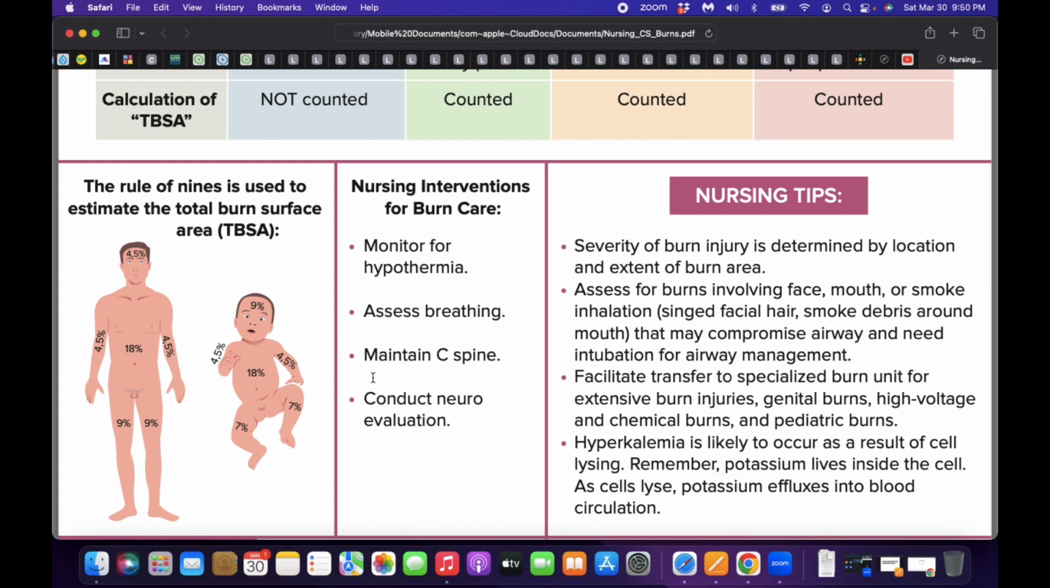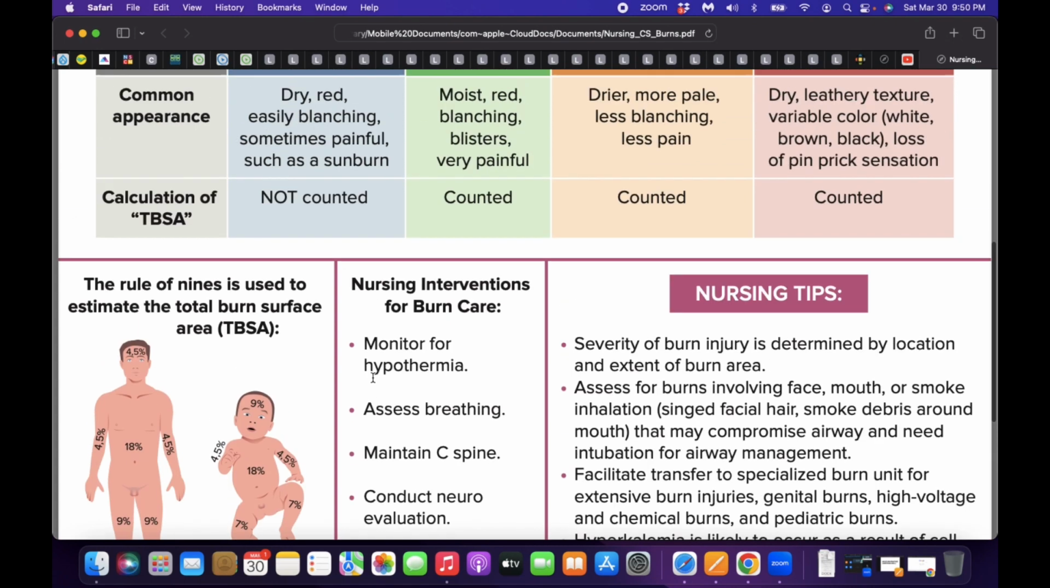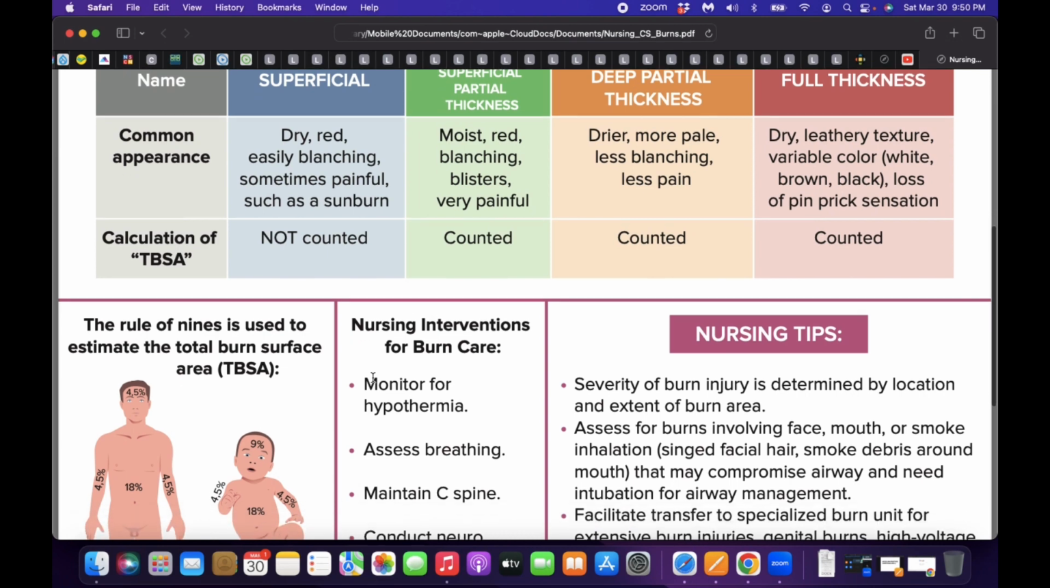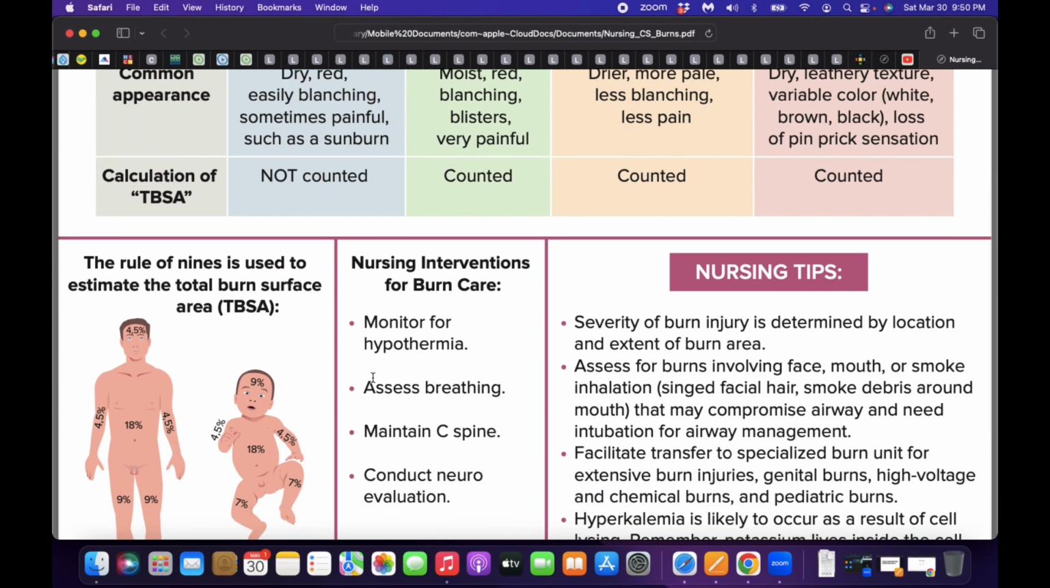Let's proceed to the clinical manifestations of burns. The changes that occur in burns include the following. A person who is burned, especially with a full thickness or deep partial thickness burn, will experience hypovolemia, decreased cardiac output, hyponatremia, hyperkalemia, and hypothermia. Why hypovolemia?